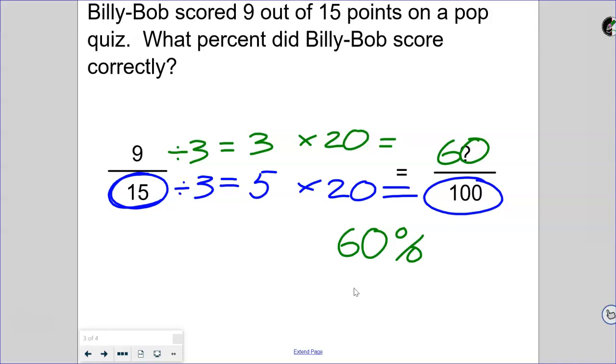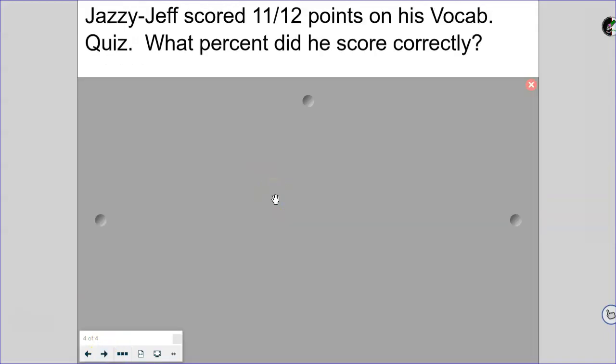All right, guys, one more problem. And this one I'm hoping is a little more challenging because I want you guys to learn new things. So let's take a look. Jazzy Jeff, oh yeah. Jazzy Jeff scored 11 out of 12 points on his vocab quiz. What percent did he score correctly?